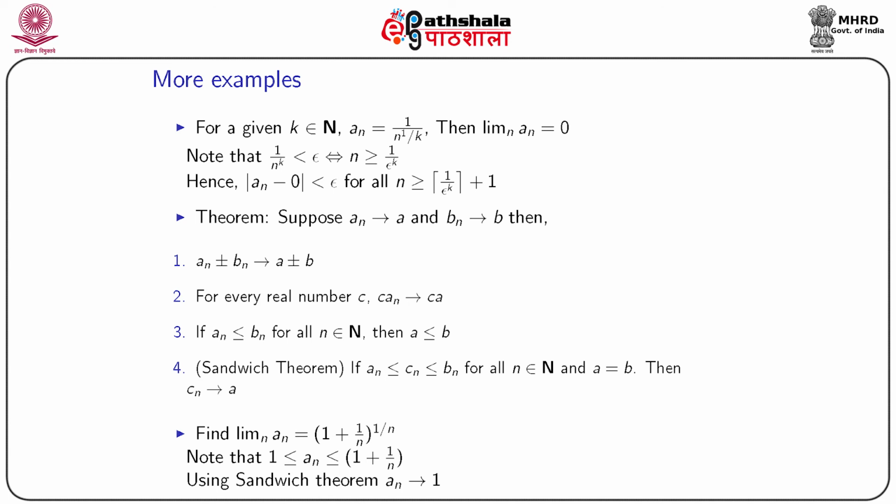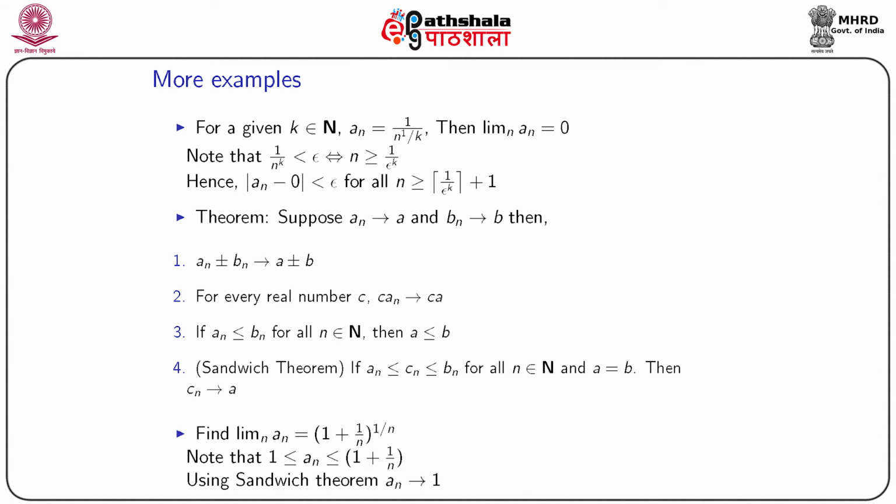What will happen if I multiply a sequence with a constant real number c, and I want to see how it converges. So the theorem says, suppose an is a convergent sequence and bn is also a convergent sequence, an converges to a, bn converges to b. Then an plus bn converges to a plus b, an minus bn converges to a minus b. For every real number c, c times an converges to c times a.